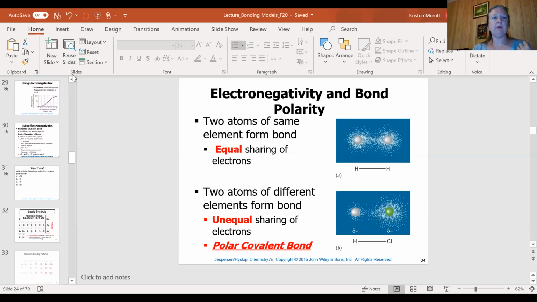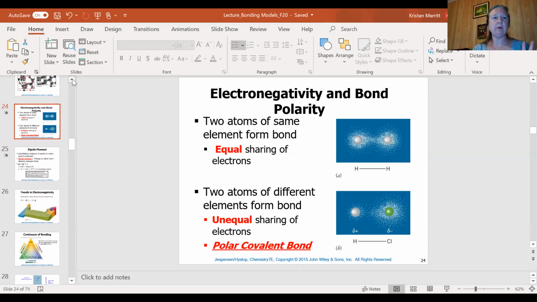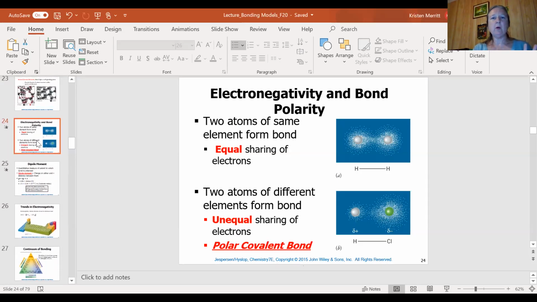Okay. So we talked about there's ionic and there's covalent, but in fact, it's not quite that cut and dry. Now you learned about electronegativity and sharing of electrons. And if you have two identical atoms, you have perfect sharing. But that is the only time you have perfect sharing.